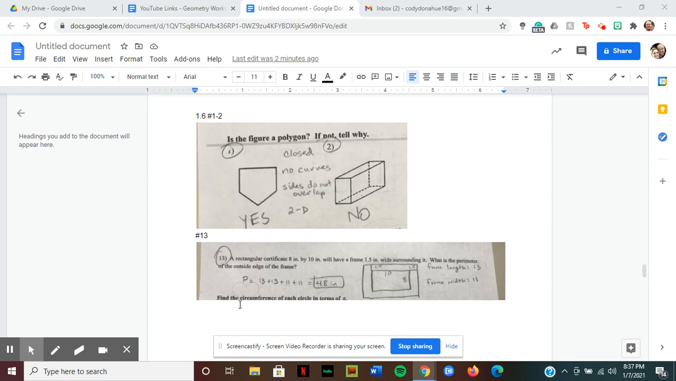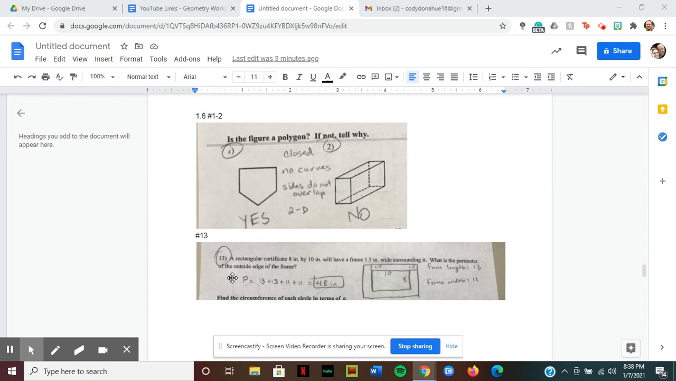So now let's look at number 13. Number 13 is more of an application problem, a word problem, really. It tells me a rectangular certificate, which is 8 inches by 10 inches, will have a frame that is 1.5 inch wide surrounding it. So what is the perimeter of the outside edge of the frame? Keep in mind this time we're talking about the perimeter of a rectangle. We do have a formula for the perimeter of a rectangle. It is length plus width plus length plus width, or another way to put it is 2 times the length plus 2 times the width.